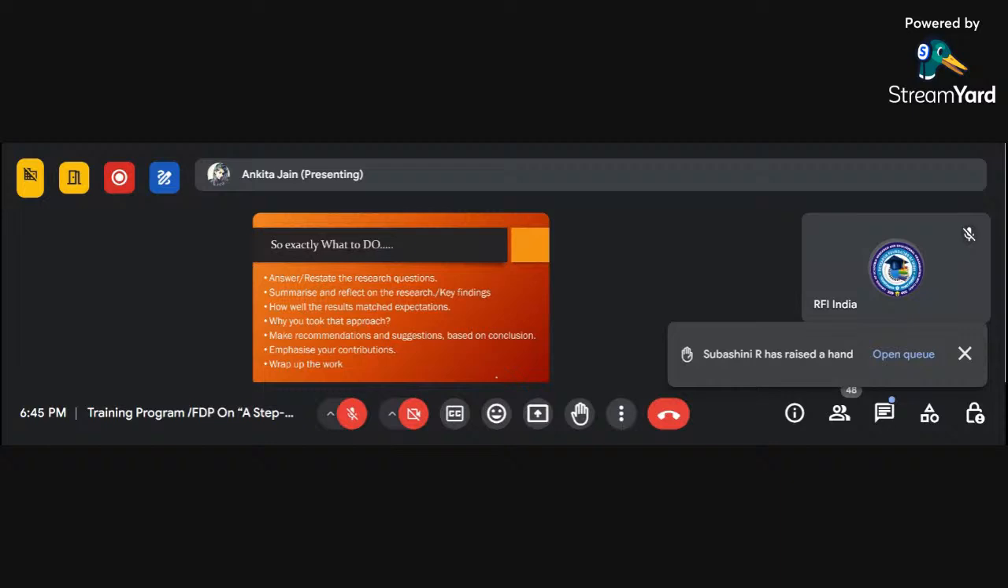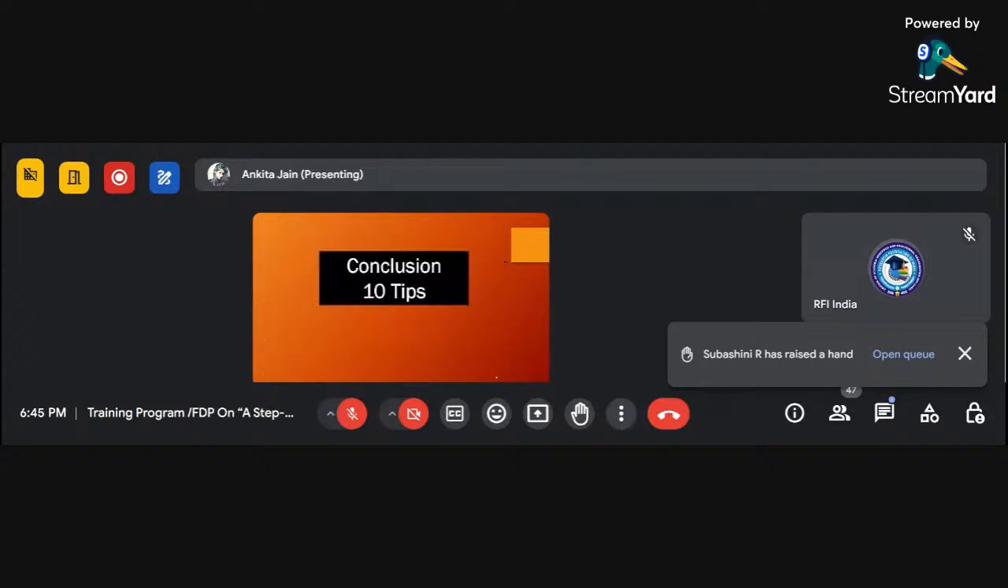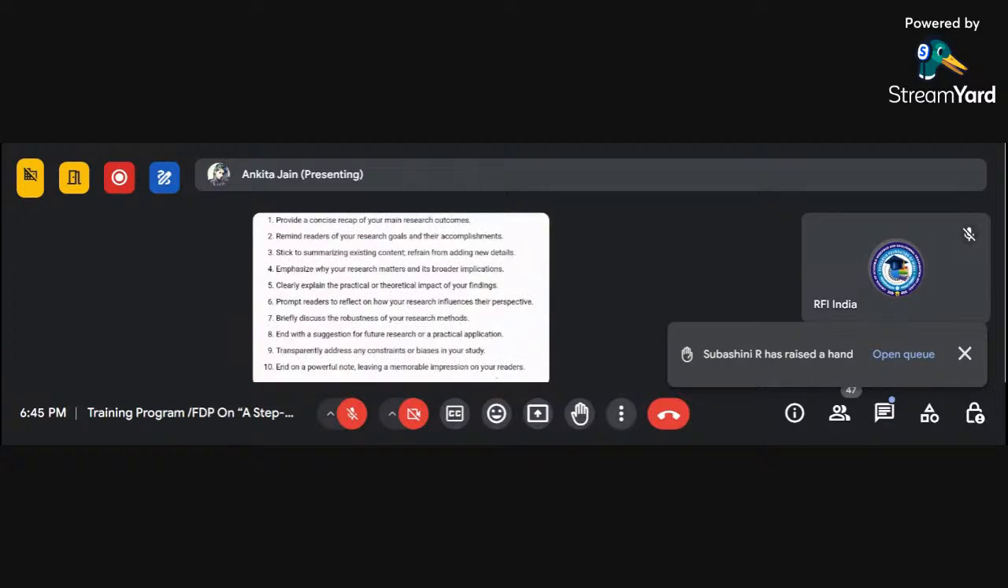You should not give it by your own choice. It should come out of, or be based on, the conclusion. You should not give hypothetical things here, right? Then emphasize your contributions, and finally wrap up the work. Meaning there should again be a conclusion to the conclusion: one end paragraph which talks about the end of the work and the conclusion to the conclusion.